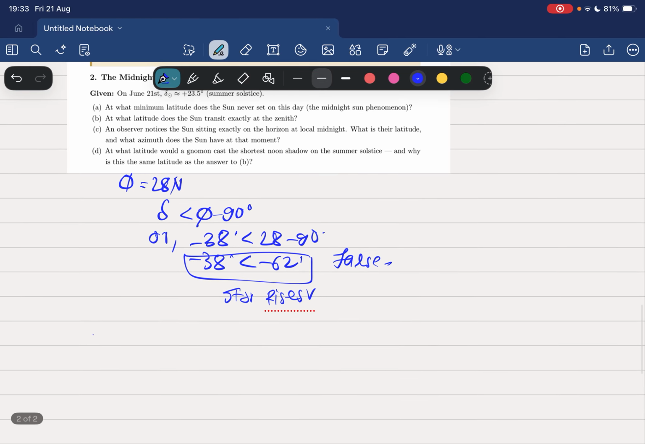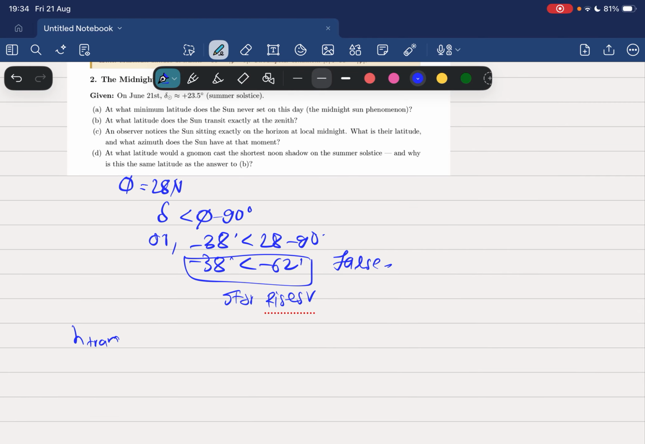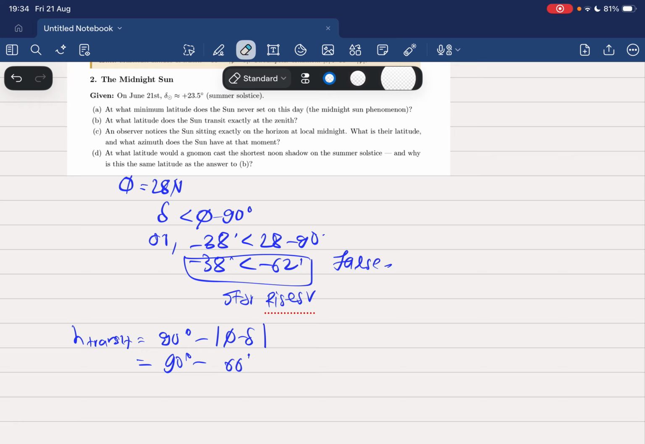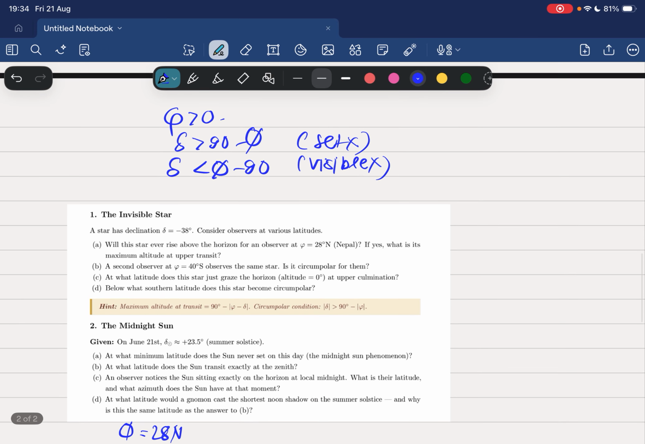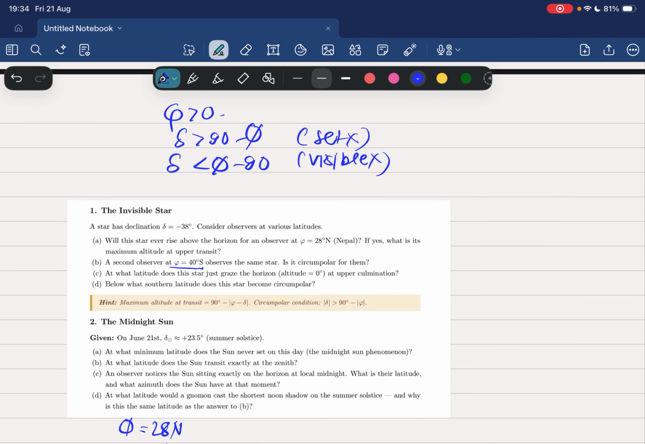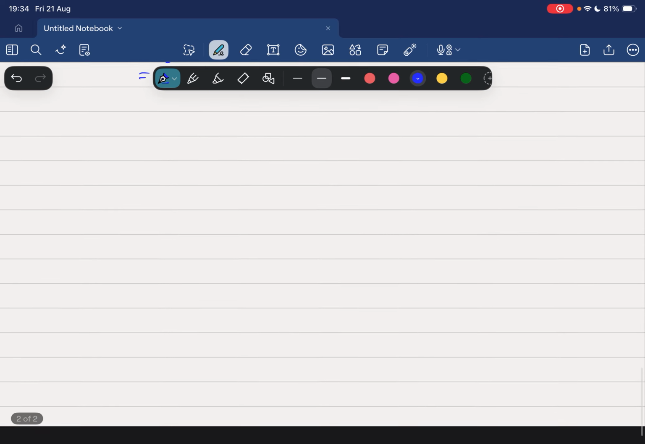So we know the maximum altitude at transit is given by 90 degrees minus phi minus delta. For the southern or northern hemisphere we will get 66, because we have declination as negative 24 degrees as the maximum altitude. So is the star circumpolar for an observer at 40 degrees south?